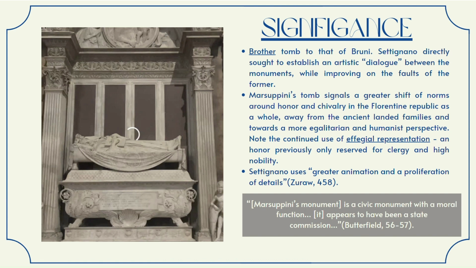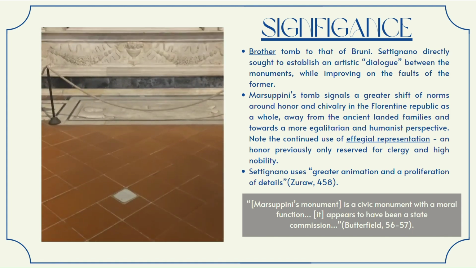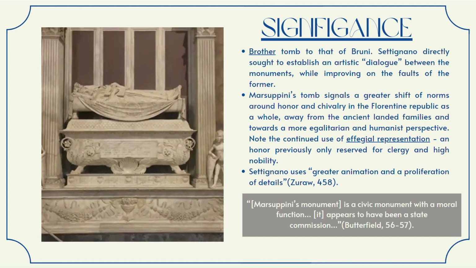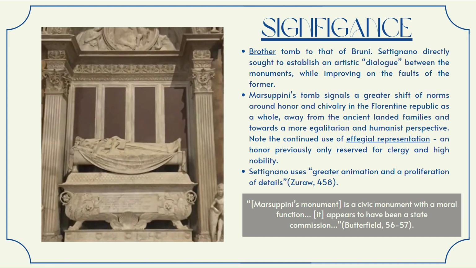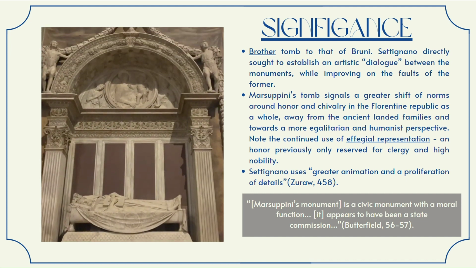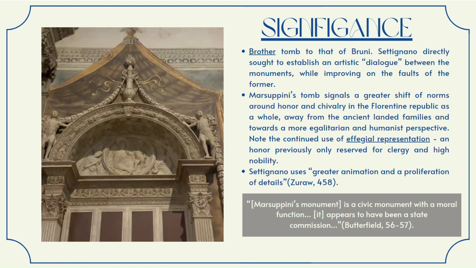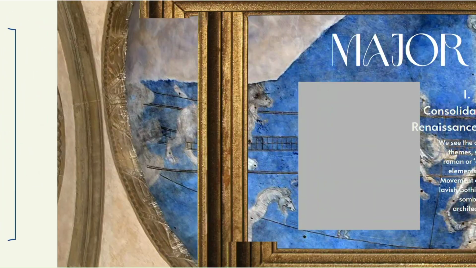Marzupini's tomb creates a greater shift around honor and chivalry in the Florentine Republic, away from ancient landed families and towards a more egalitarian and humanist perspective. It solidifies the beginnings of this movement that the previous tomb signaled. It reinforces the motif of vestigial representation, an honor previously only reserved for clergy and high nobility. Settignano uses, quote, greater animation and a proliferation of details, almost to the point where it overwhelms the entire monument. It is a civic monument with a moral function.